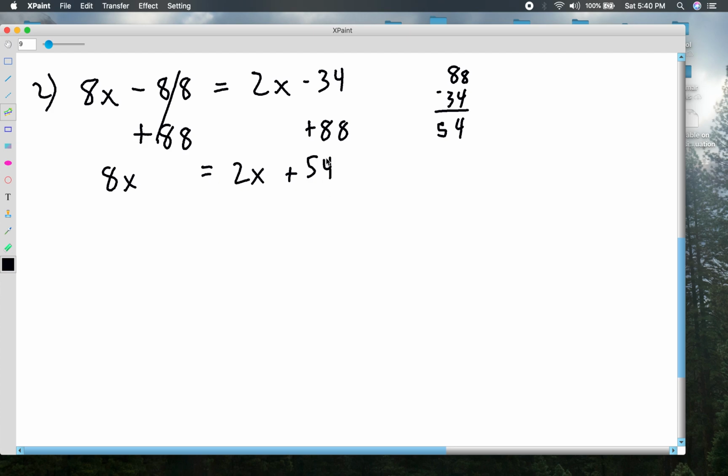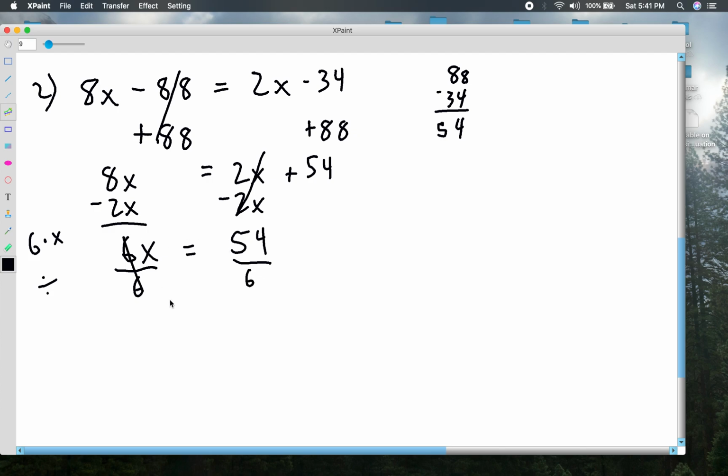Now, I got a number over here, but I want to get my x over on this side. So let's subtract 2x from this side, subtract 2x from this side, and that gives me 6x equals 54. Well, I still have the 6 times the x, because remember that's just 6 times x, and what's the opposite of multiplication? Division. So I divide by 6, and I get x equals 9.